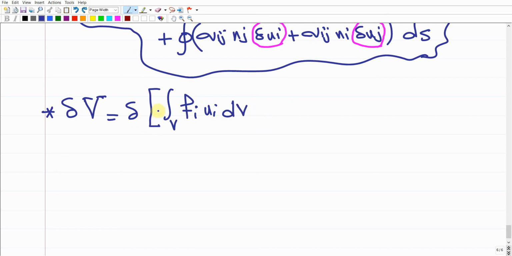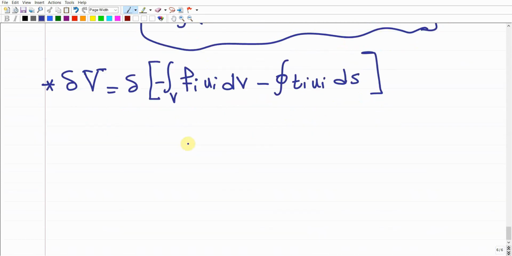So there should be a negative and a negative here, the integration over the surface of the Ti Ui ds. This is just the expression of the potential energy due to work done, right? Because of these body forces and surface tractions. Make sense? So now we're going to distribute this delta and apply the delta over these things.